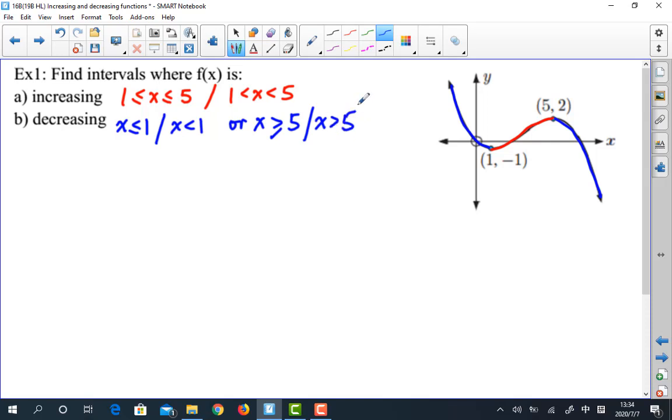Please note that when you represent the increasing interval and the decreasing interval, you only use the X values rather than the Y values. So you always use the subinterval on the domain of the function rather than the range. So always talk about X for the increasing or decreasing intervals.